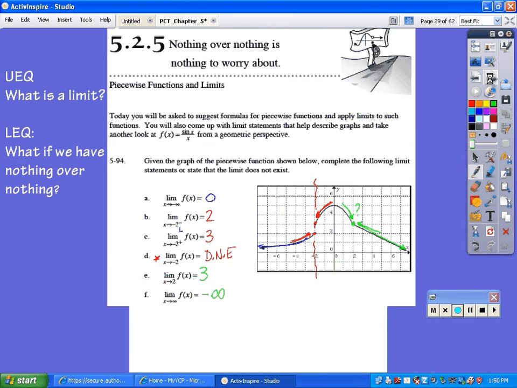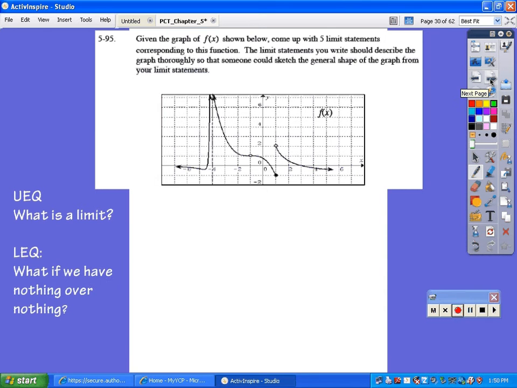Problem number 95. Now we're given a graph. Given the graph shown below, come up with 5 limit statements corresponding to this function. Okay, so there's many options here. We'll say limit of f of x, and that's going to be the same every time. What changes is what we're approaching. So we can say as x approaches negative infinity.